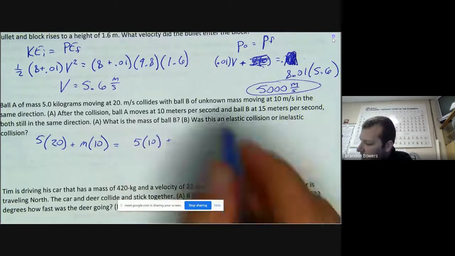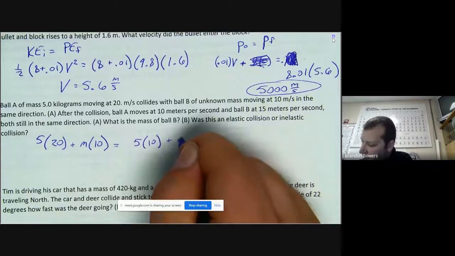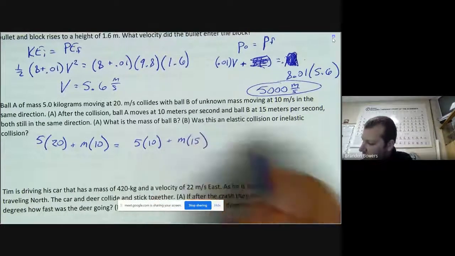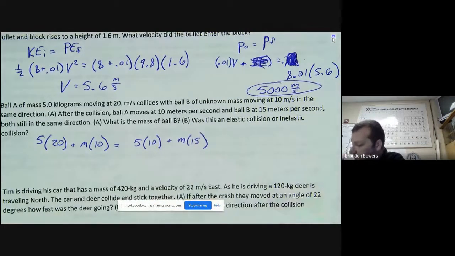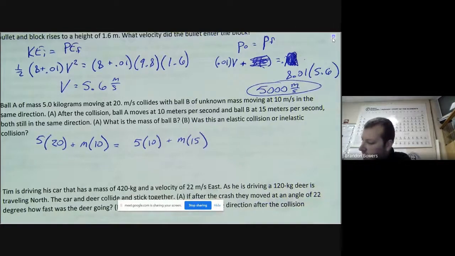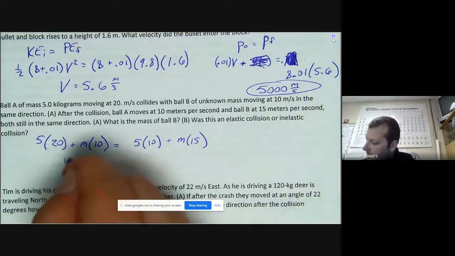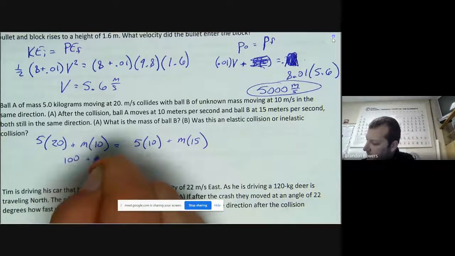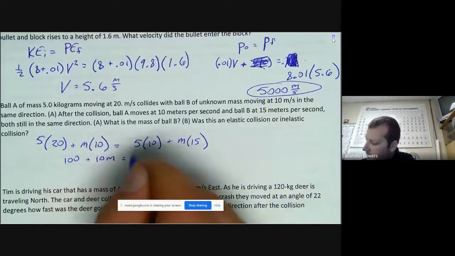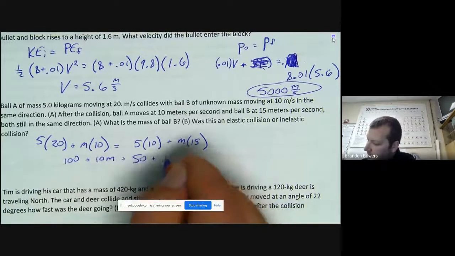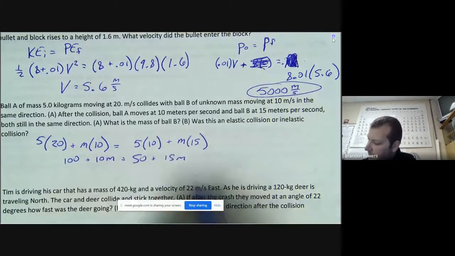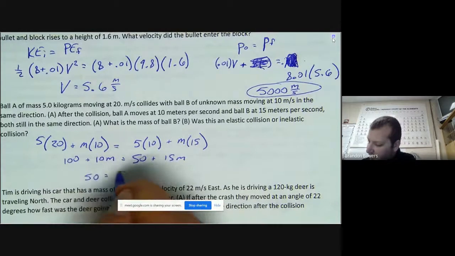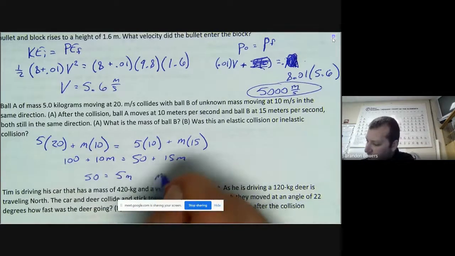Ball B moves 15 meters per second. Okay, so when you rearrange this equation, you have 100 plus 10 m's is equal to 50 plus 15 m's. Okay, so 50 is equal to 5 m's. So m is equal to 10.